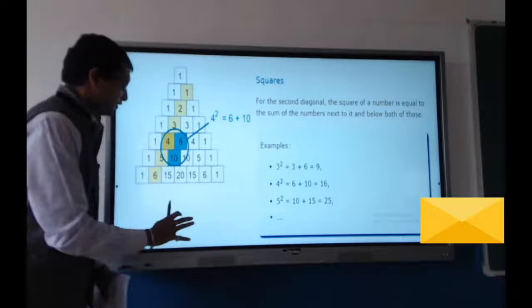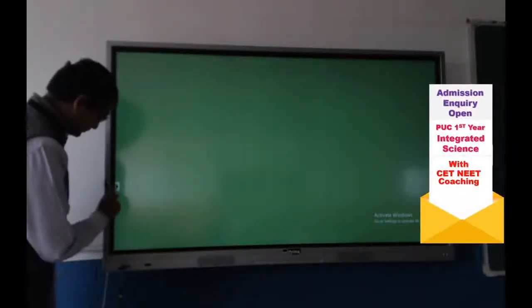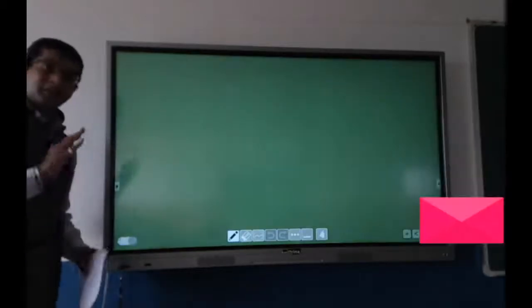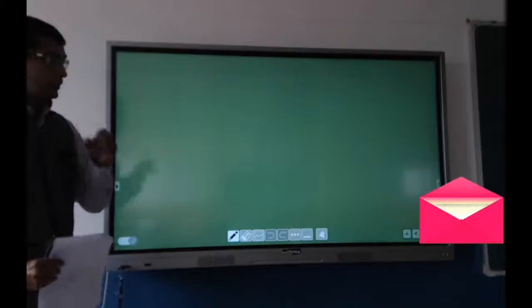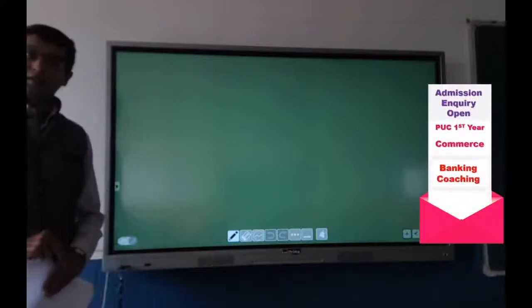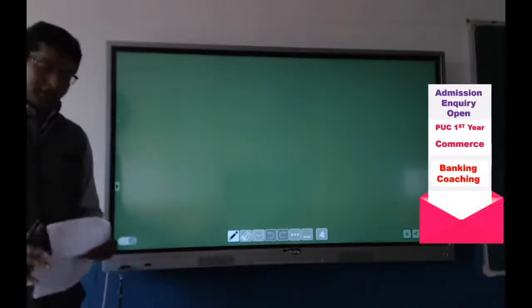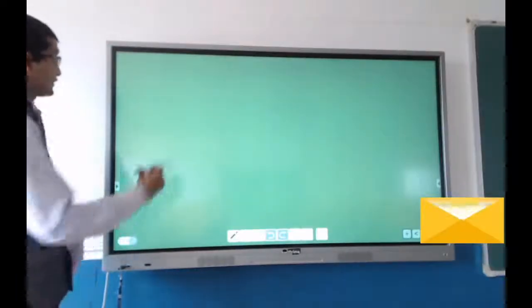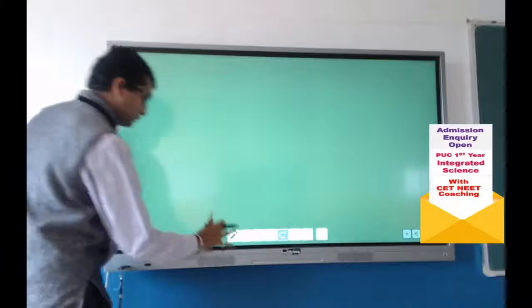Yes, now we'll discuss a simple trick for how to write 12 square, 35 square. So first type of examples we'll discuss. So first I take 32 square.